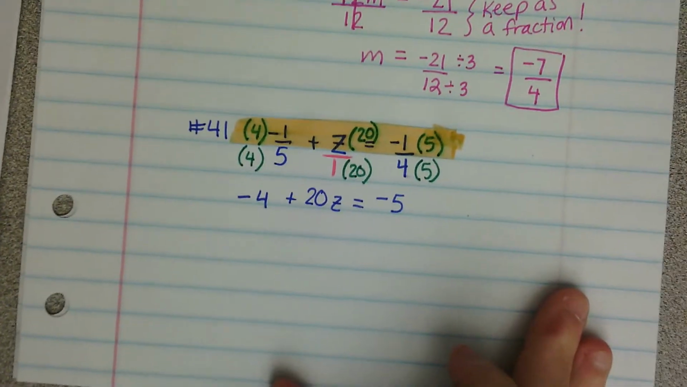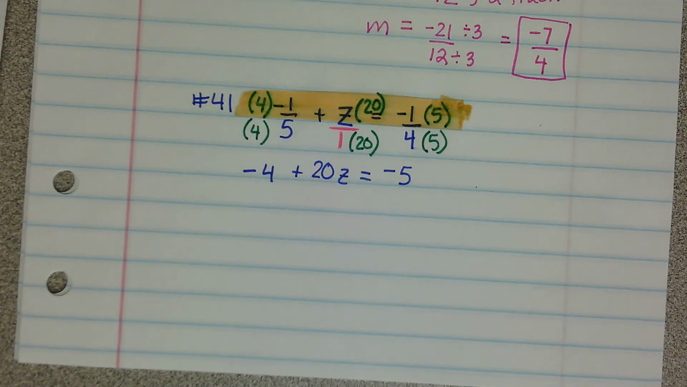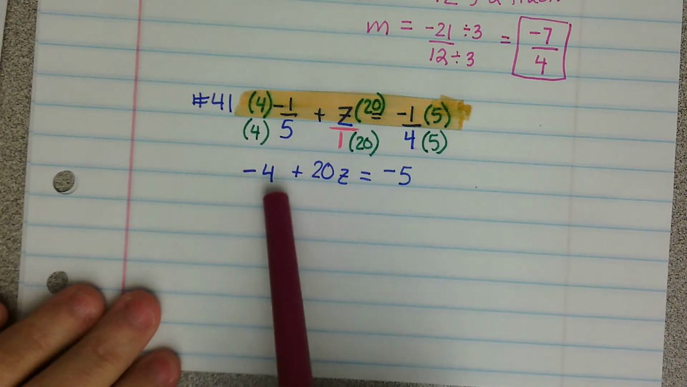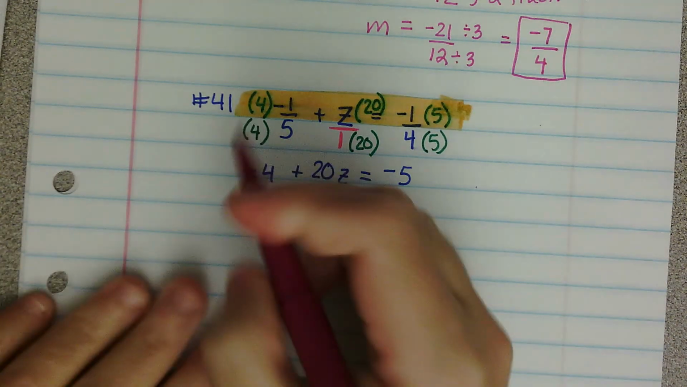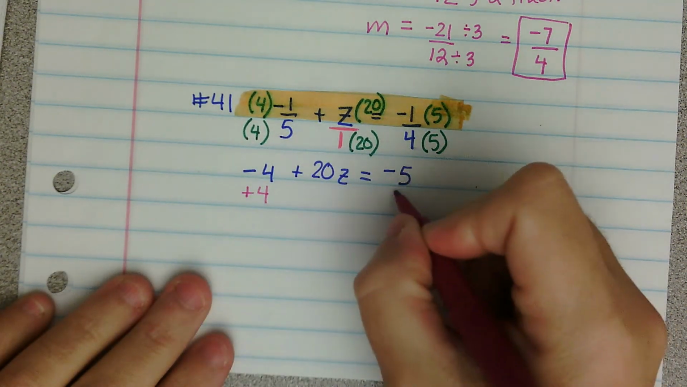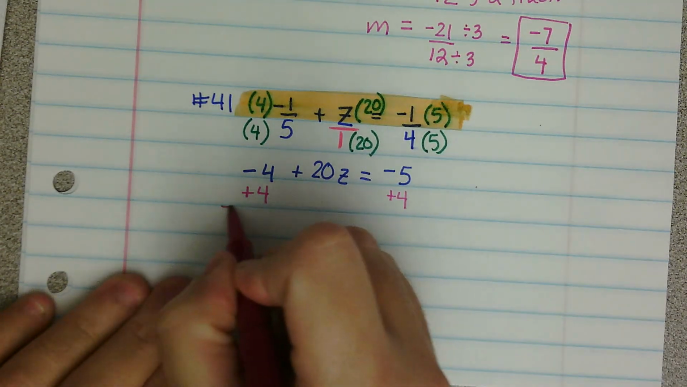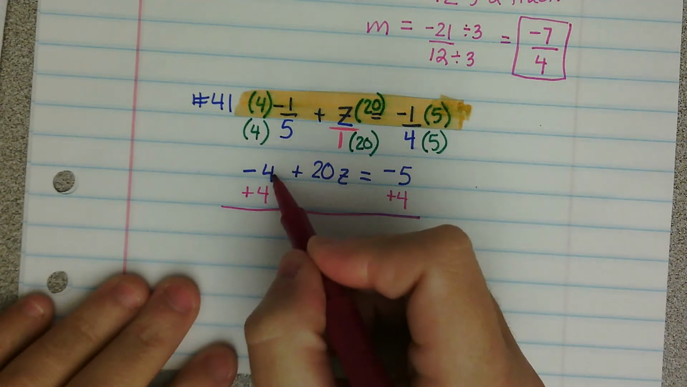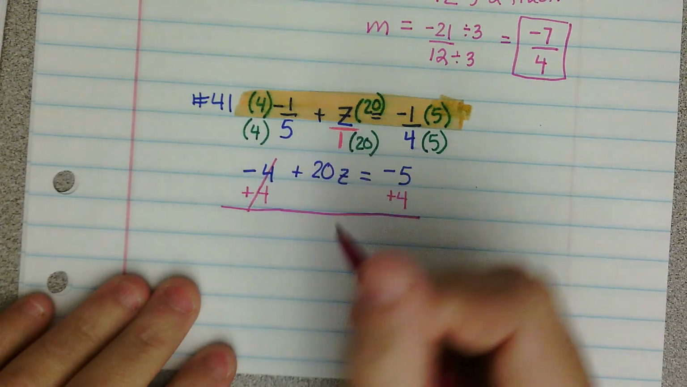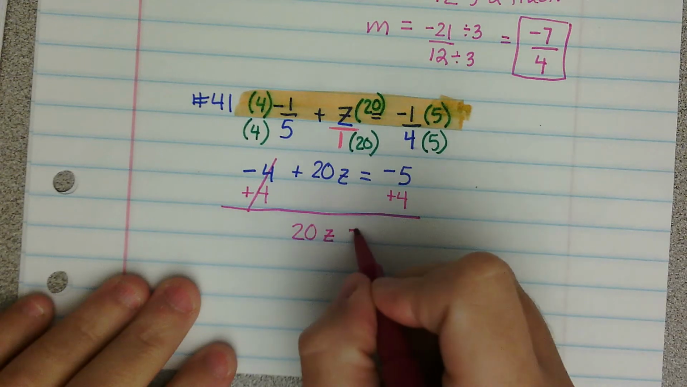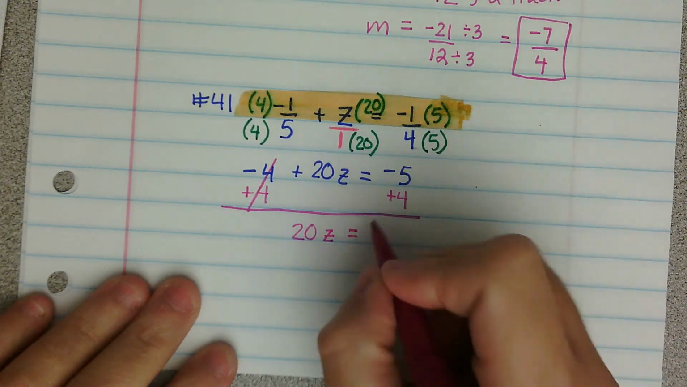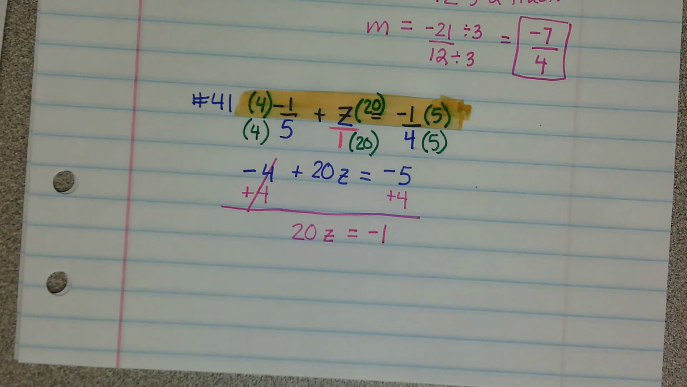Now what we're going to do is we are going to solve for z. So the first thing you have to move out of the way is the constant. Our constant is our negative 4. See how there's a minus there? Remember our inverse operation is to add. So we're going to add 4 to both sides. Negative 4 plus 4 cancels. We're going to bring down that 20z. Negative 5 plus 4 is a negative 1.